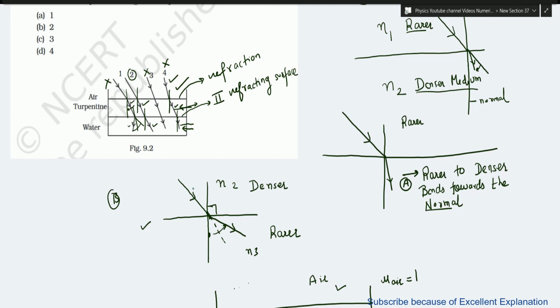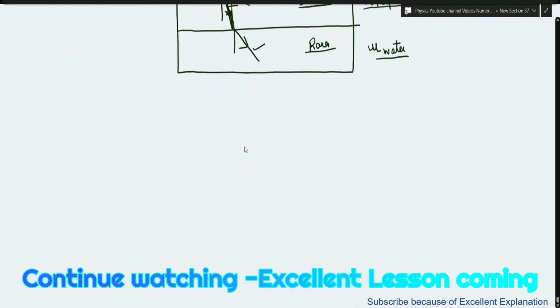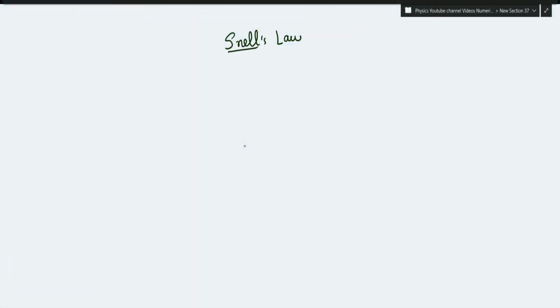We've already solved the problem. We know the answer is 2. But sometimes the numericals are more than this, and therefore it is important that you understand this part of it. The second part of the video is now going to be the mathematical part. How do you apply Snell's law? How do you apply Snell's law in such a situation?